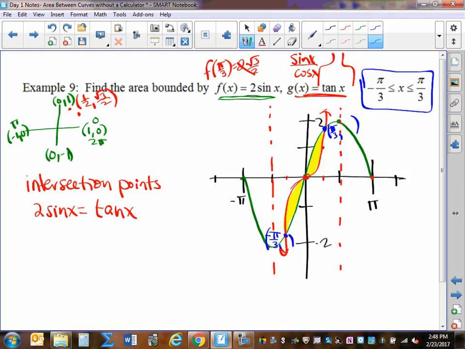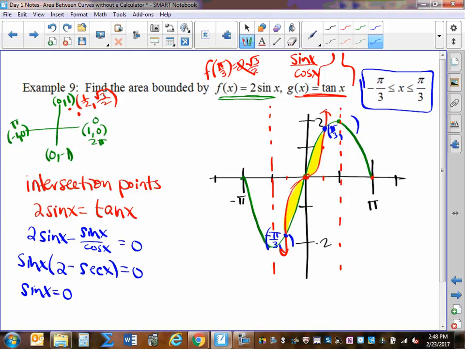If you were to go ahead and solve this, you could subtract your tangent, so you have 2 sine x minus tangent, which is the same thing as sine x over cosine x, equals 0. Factor out a sine x, and you'd have 2 minus secant x equals 0. This is when sine x equals 0, and when secant x equals 2, and you end up getting these 3 values. This is when x equals 0, and when x equals pi over 3, and any variation of that, which is also 0. So if you actually were to solve it, you would get that.